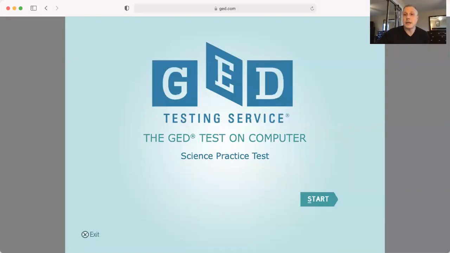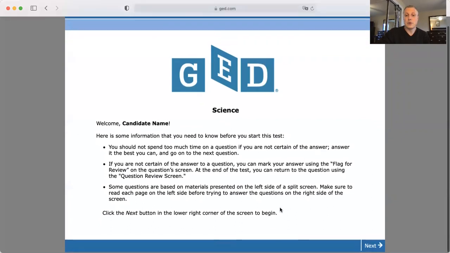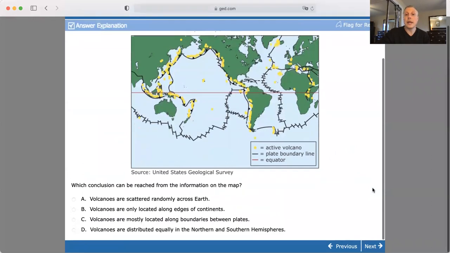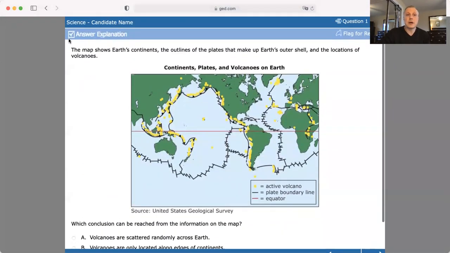So let me share my screen here, and I'm going to go directly into the GED website. We are familiar with this now because we've been taking some practice GED exams, and obviously the official GED is very similar to those, just a lot longer in length. So let's start. That's our science practice. I am going to go down here and click next, and let us take a look at some of these questions here one by one.